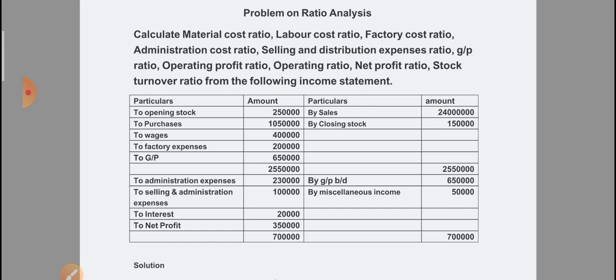Let's read the problem. Calculate material cost ratio, labor cost ratio, factory cost ratio, administration cost ratio, selling and distribution expenses ratio, gross profit ratio, operating ratio, net profit ratio, stock turnover ratio from the following income statement.